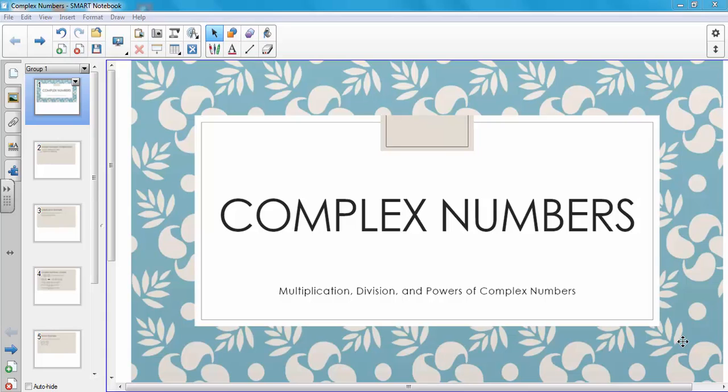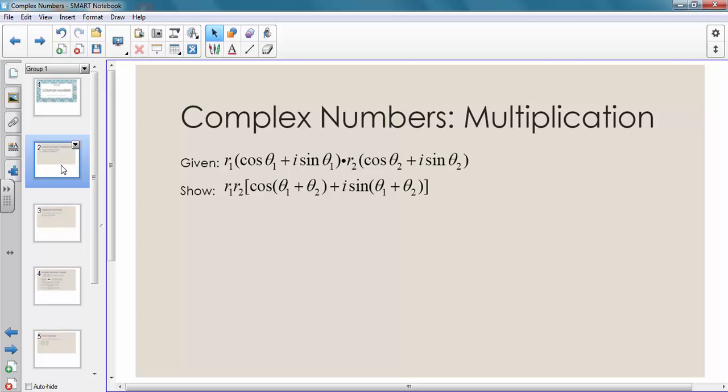In this video, we're going to extend our discussion of complex numbers and talk about the multiplication, division, and powers of complex numbers. First, let's look at the multiplication of complex numbers and derive the formula.